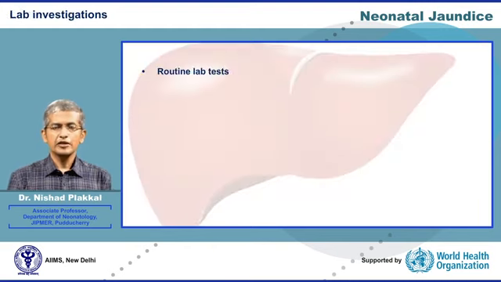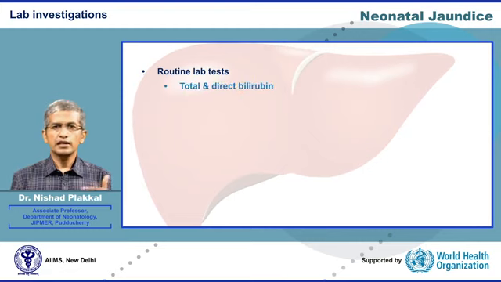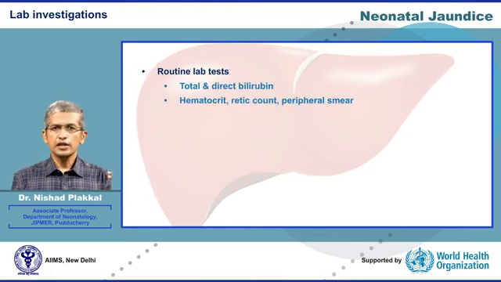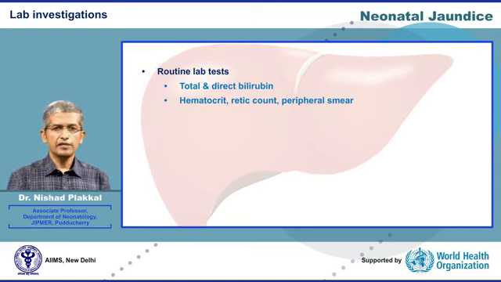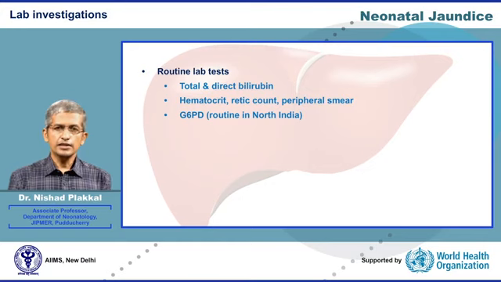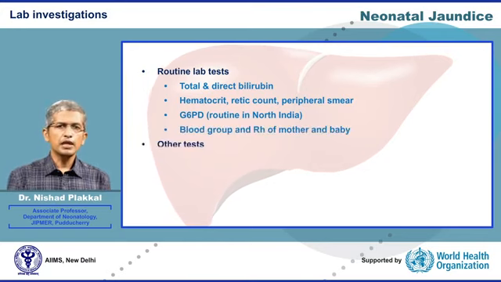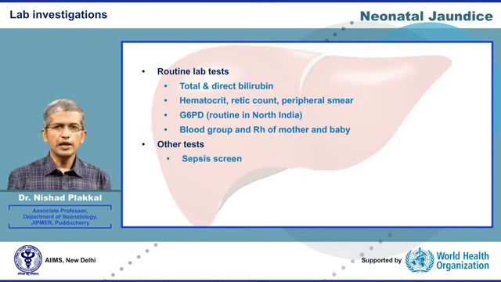About investigating babies with jaundice. For all babies treated for jaundice, we will send a total and a direct serum bilirubin. We should also check the hemoglobin or the hematocrit. We should do a reticulocyte count and a peripheral smear. G6PD testing should be done especially in northern parts of India. And we might also do some other tests depending on the baby's condition. For example, we might do a sepsis screen to rule out an infection.